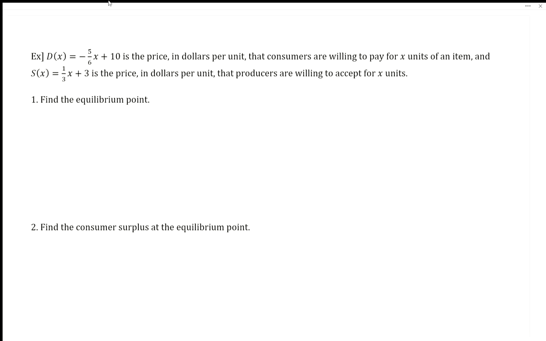Okay, so in these problems, we're gonna sketch graphs of our two functions. So it says d of x is equal to negative 5/6 x plus 10 is the price in dollars per unit that consumers are willing to pay for x units of an item. And s of x is equal to 1/3 x plus 3 is the price in dollars per unit that producers are willing to accept for x units. All right, so I'm going to make the sketch over here.